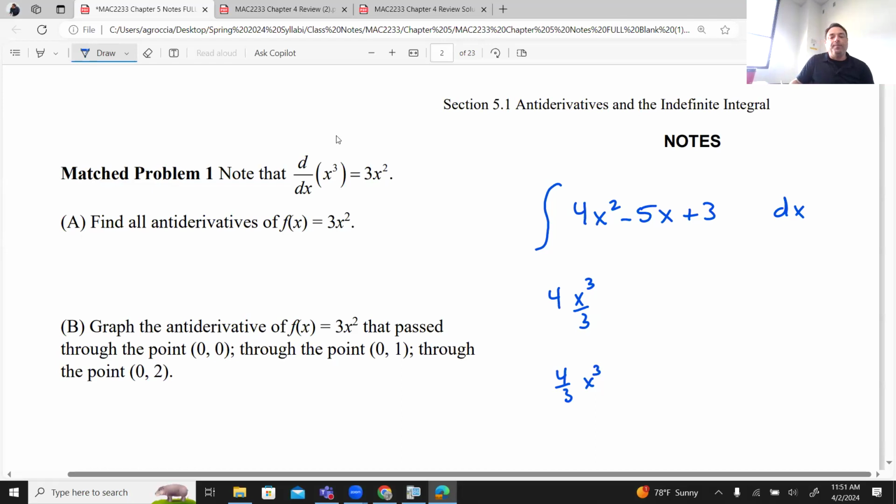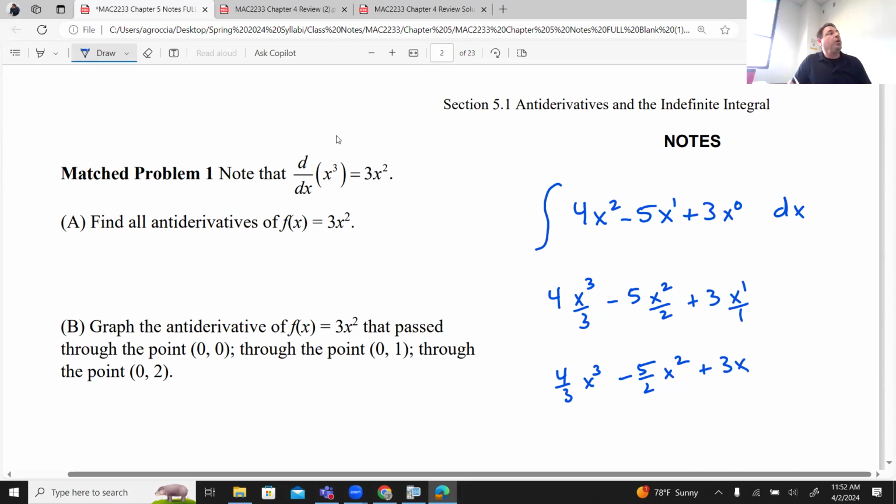Okay, the next one, minus 5. The number in front stays in front. This is x to the 1. So we're going to add 1, that's 2, and divide by it. So that becomes minus 5/2 x squared. Then the last one doesn't have a variable. To help you understand, then we'll develop a shortcut. There's no variable, so this is like x to the 0. The 3 stays in front, add 1, that's 1/1, and you get 3x.